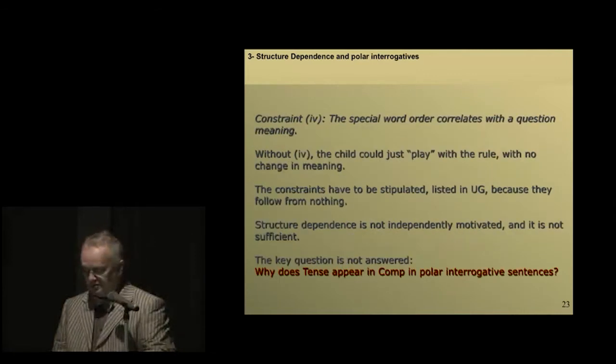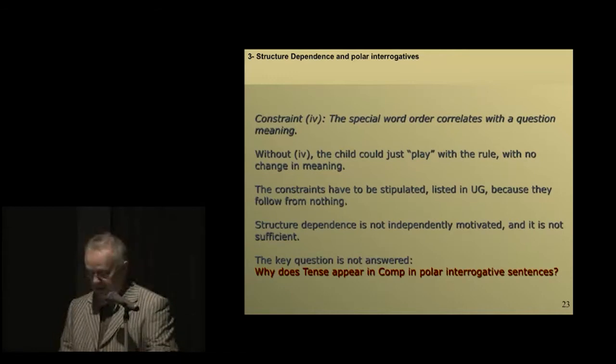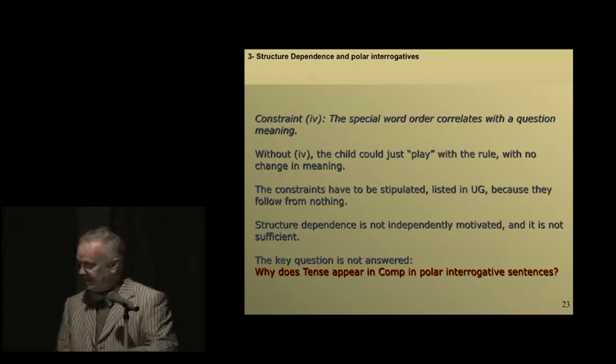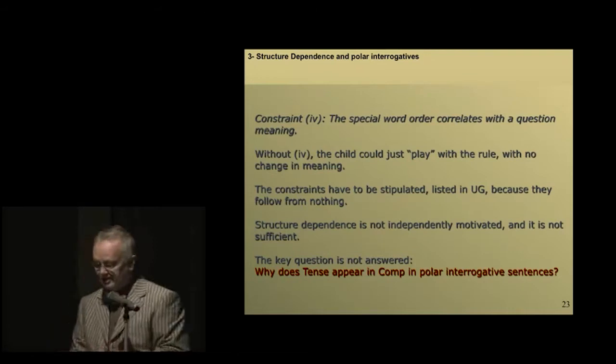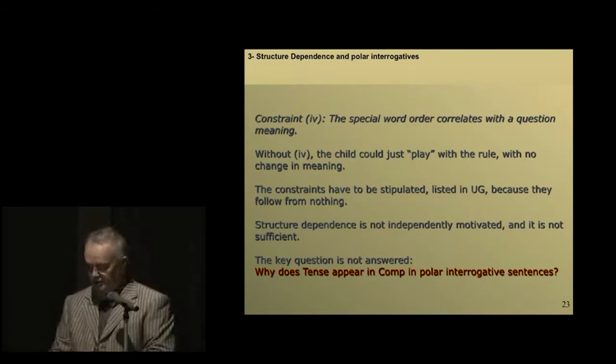And finally, the fourth constraint is that the special order correlates with a question meaning. Why is that? Without four, the child could just play with the rule with no change in meaning. But of course, that's not what happens. So these constraints have to be stipulated, we'd say listed in UG, with no change, because they follow from nothing, basically. There's no principled reason, in a movement analysis at least, for why things happen the way they do. So structure dependence is not independently motivated.